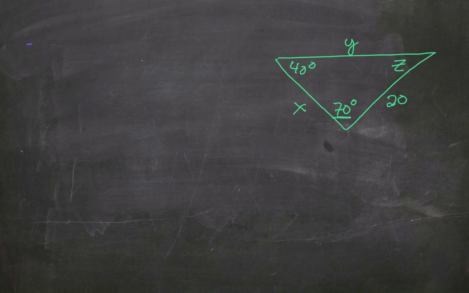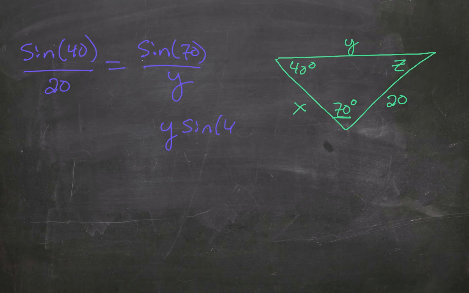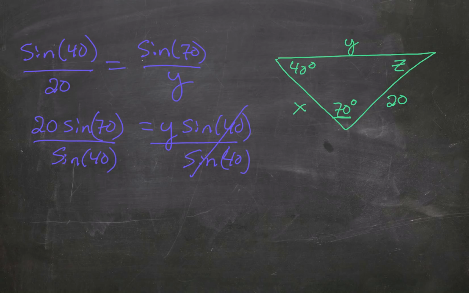So we've got the sine of 40 over the side across from him, 20, is equal to the sine of 70 over the side across from him, which is Y. There's only one variable in that, so that's a good thing. I can cross multiply and solve. I get Y times the sine of 40 is equal to 20 times the sine of 70. Divide both sides by the sine of 40. Notice this time I'm doing it a little bit different. It doesn't really matter. I'm just going to punch it all in the calculator at once, because I know some students will do that. So you get Y equals all of this right here.